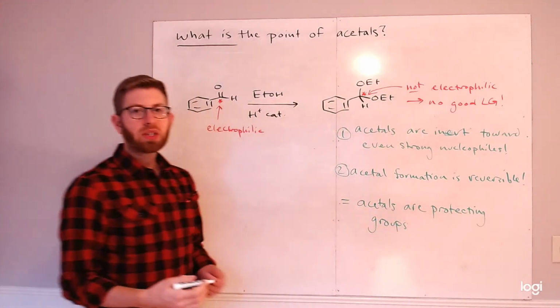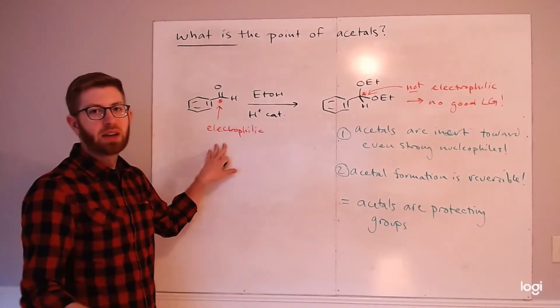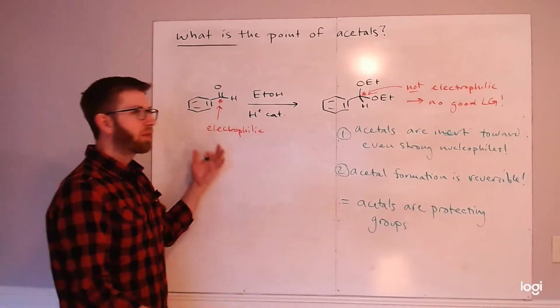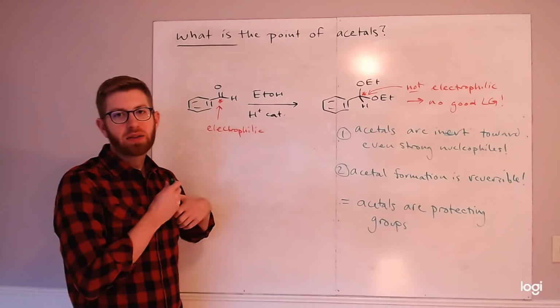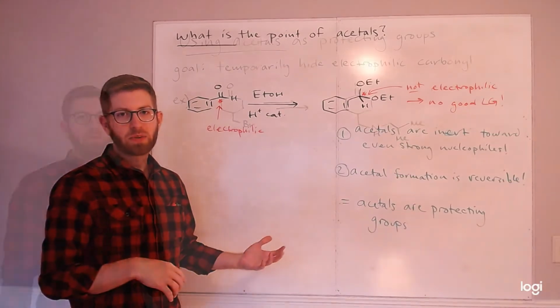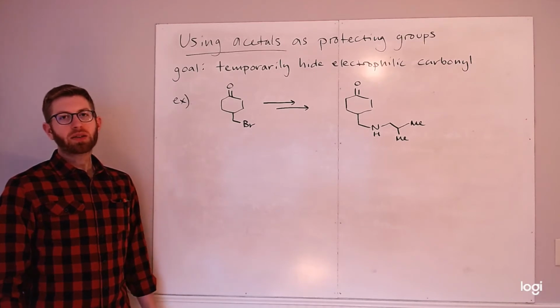And this idea of a protecting group is something that you can install in a molecule to hide reactivity and then remove later to reveal the original functional group. So let's look at an example about how we would use acetals as protecting groups. Okay, so we can look at a couple of examples where we're actually using acetals as protecting groups.